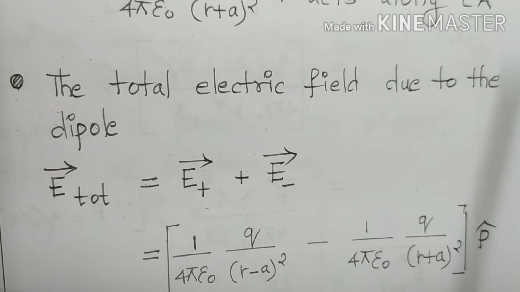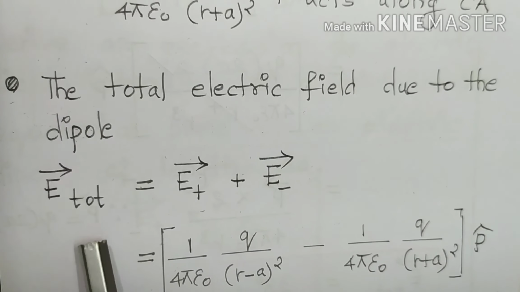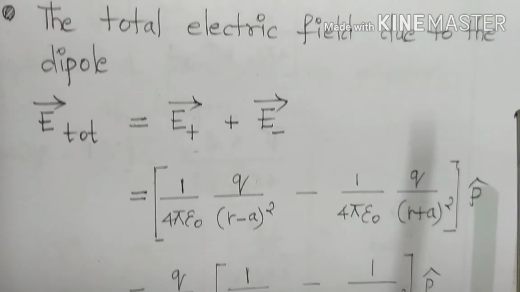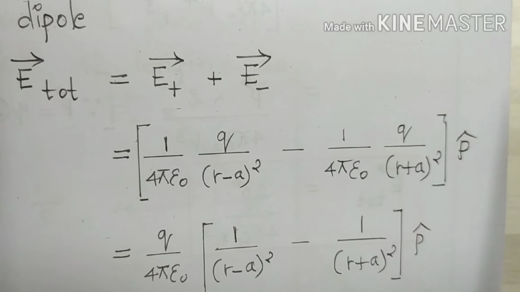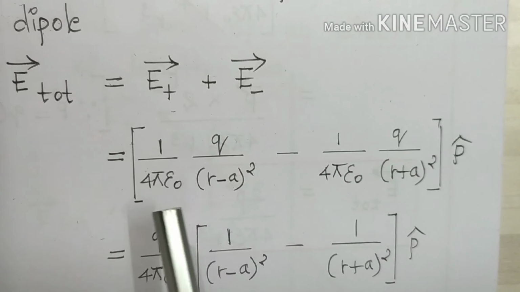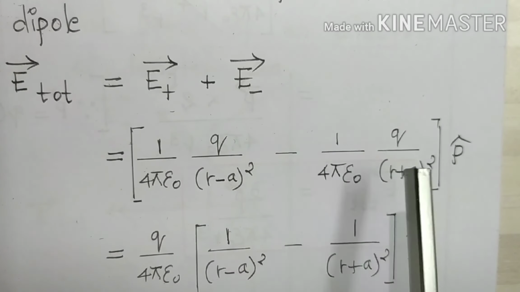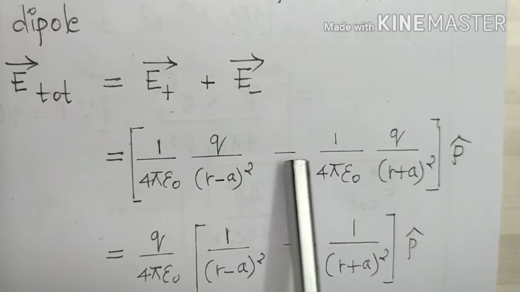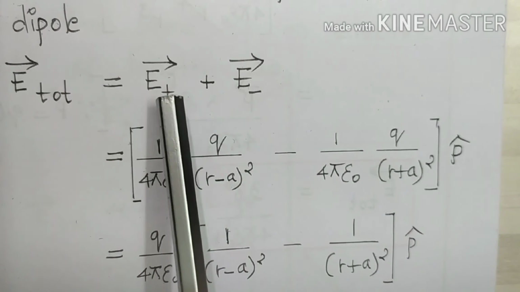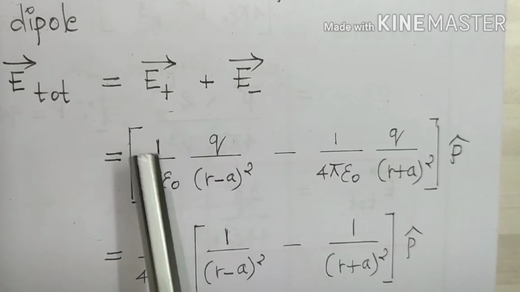Now the total electric field due to the dipole, E total is equal to E plus plus E minus. So the expressions we found earlier, we need to substitute in it. While substituting, in the case of E minus, we put the sign minus. What's the reason? Because E plus and E minus are acting in opposite directions.